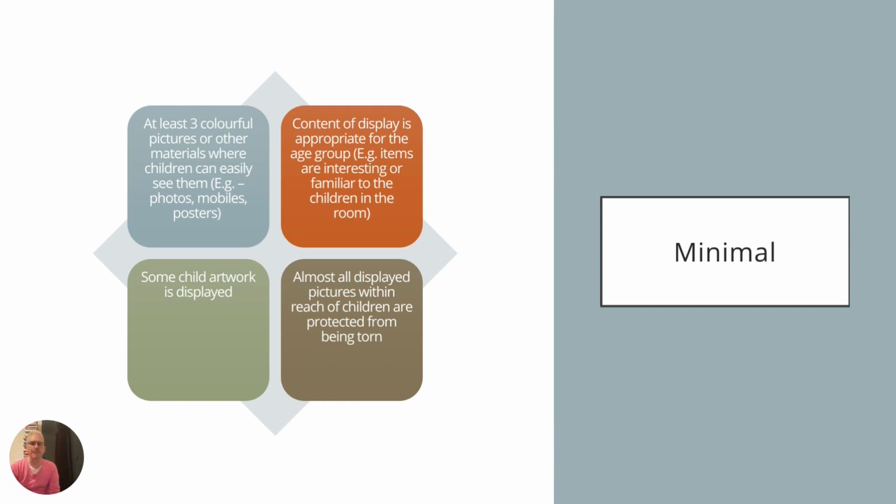Okay, so let's go on and look at what a minimal level of achievement would be in order to be okay in your classroom. ITERS at minimum level, which would be level 3, would say at least 3 colourful pictures or other materials where children can easily see them. So at least 3 things displayed in the room in order to meet that minimum level. Content displayed is appropriate for the age group. For example, it's items that are interesting or familiar to the children who are in the room.